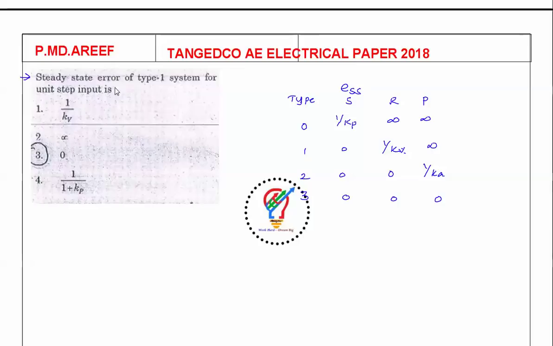Now the steady state error of type 1. So type 1 is given, and for unit step input. Step input means this is the step input here. So it is going to be 0. So the answer here is option 3.